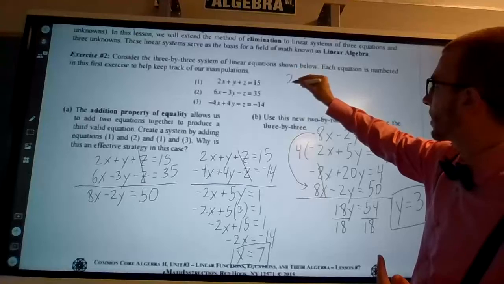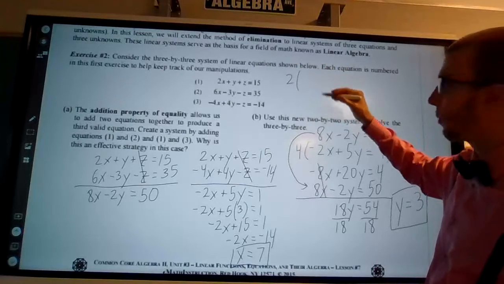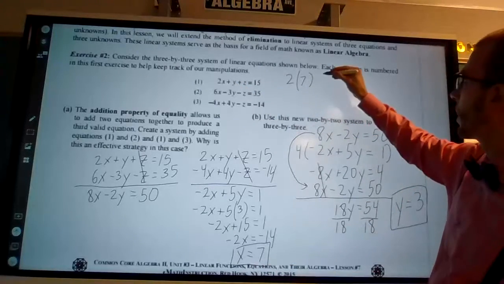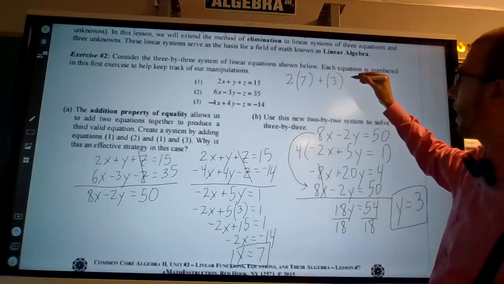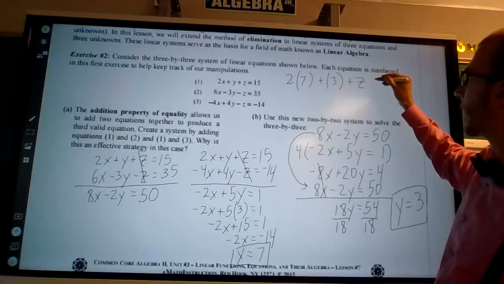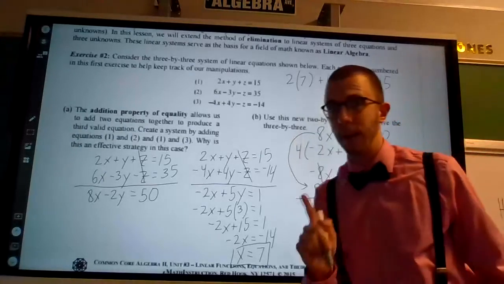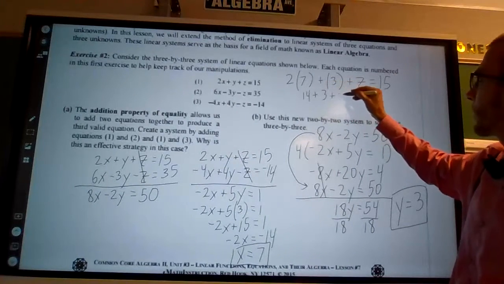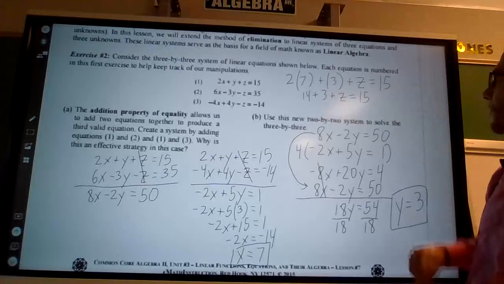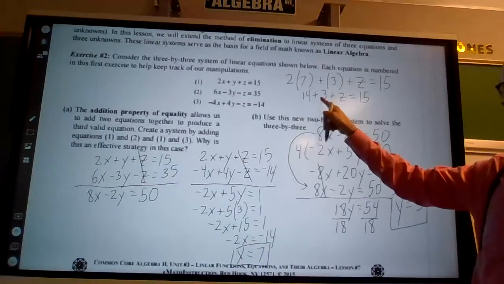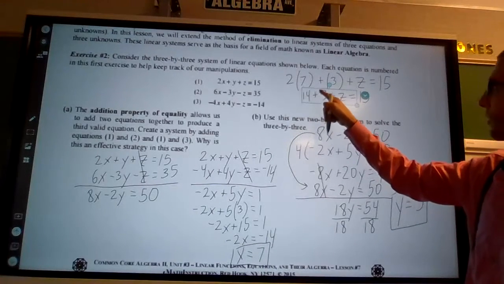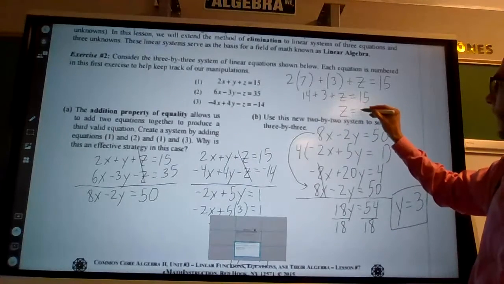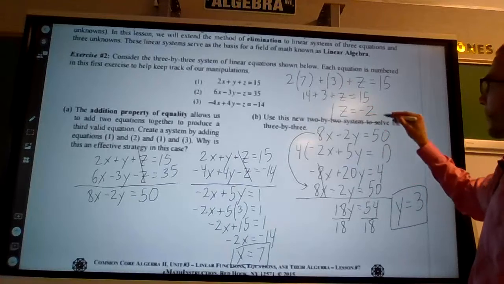So I'm going to rewrite it, but substitute my x and y values. So I have 2 times 7, because that's my x, plus 3, which is my y, plus z, which I don't yet know, but I will very soon. 14 plus 3 plus z equals 15. So 14 and 3 together is 17. So I'm going to subtract 17 from both sides. And I get z equals negative 2.